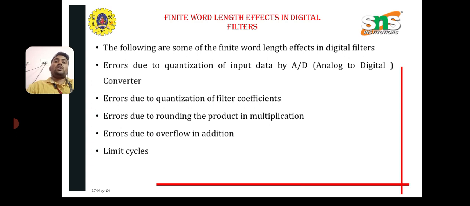The following are some of the finite word length effects in digital filters. Errors due to quantization of input data by the A to D, analog to digital converter. Error due to quantization of filter coefficients. Errors due to rounding the product in multiplications. Error due to overflow in additions and limit cycle.